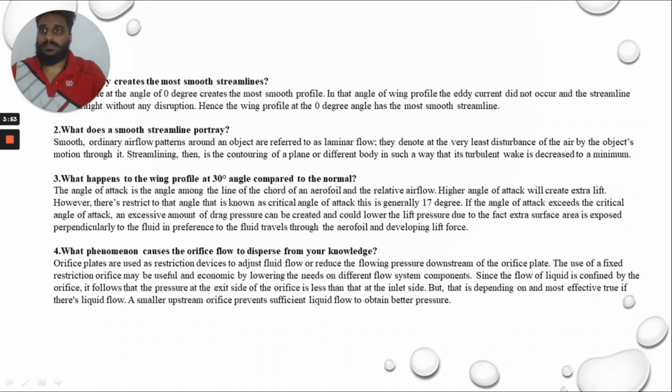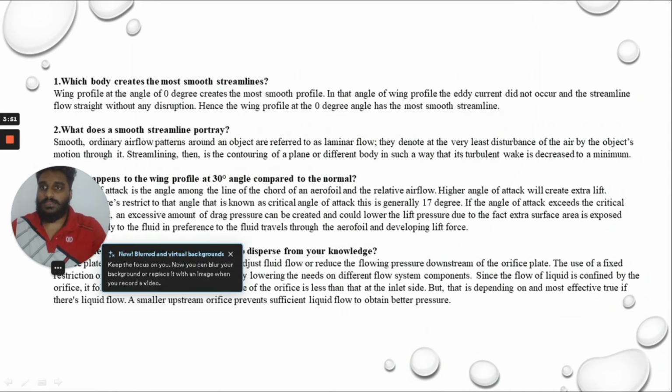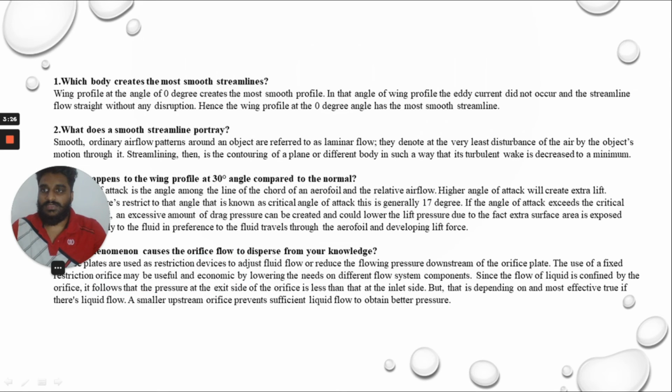Next, which body creates the most smooth streamlines? Wing profile at the 0 degree creates the most smooth streamline. In that angle of wing profile, the eddy current does not occur and the streamline of flow is straight without any disruption. Hence, the wing profile at the 0 degree angle has the most smooth streamline.